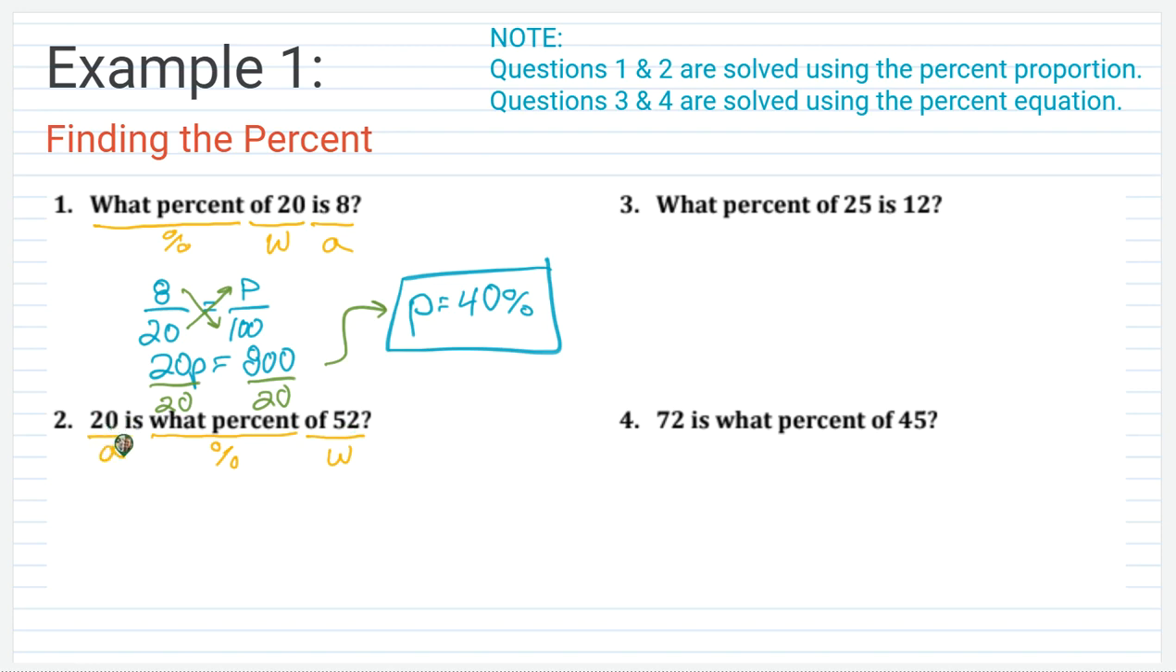So I'm going to once again set up a proportion to solve. So we're going to have 20 out of 52, again, A out of W, the part out of the whole, is equal to what percent, and that's always out of 100. We're going to do our cross product, so we're going to do 20 times 100 and 52 times P. So we're going to have 52P equals 20 times 100, which is 2,000.